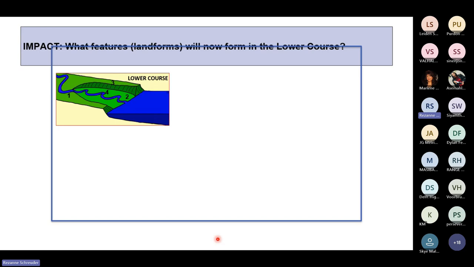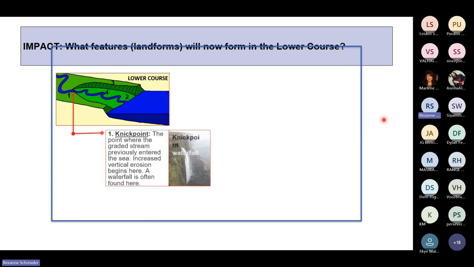Right, what features will now form in the lower course? And grade 12s, I sincerely apologize for the blue block that's over the writing. I can't seem to change it and get it out of the way. But let's just work with what we have.